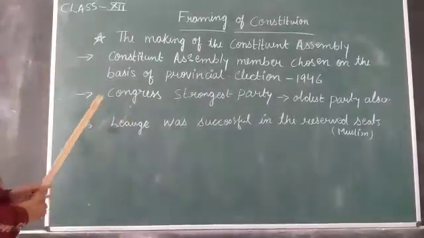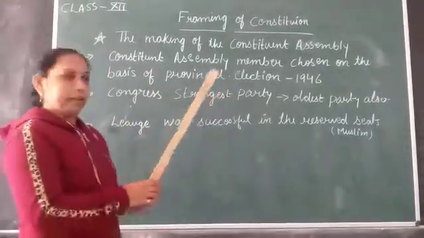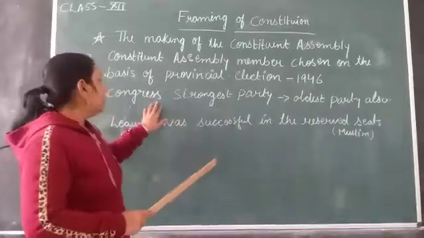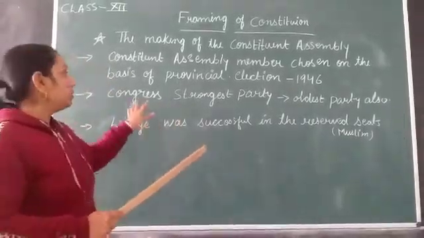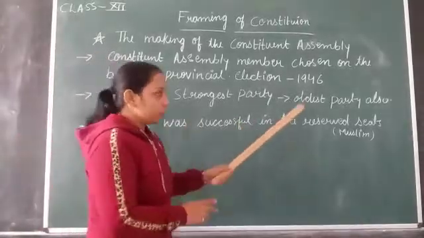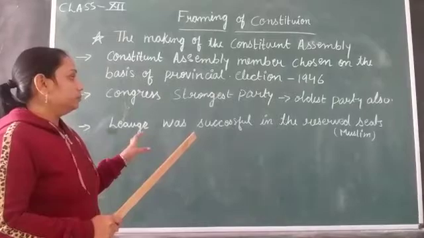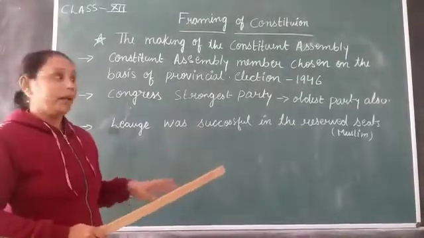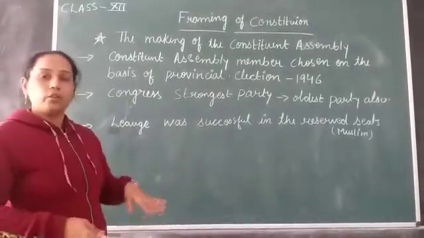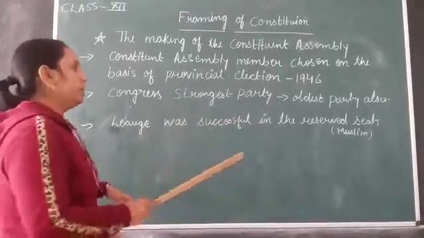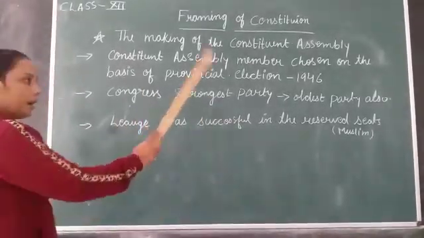Okay, and the Congress was the strongest party at that time, in 1947 or 46. It is the oldest party also, as you all know, and one political leader, Rajni Kothari, said that India was the Congress and Congress was India. The statement was said by Rajni Kothari. Okay, so it was the strongest party.